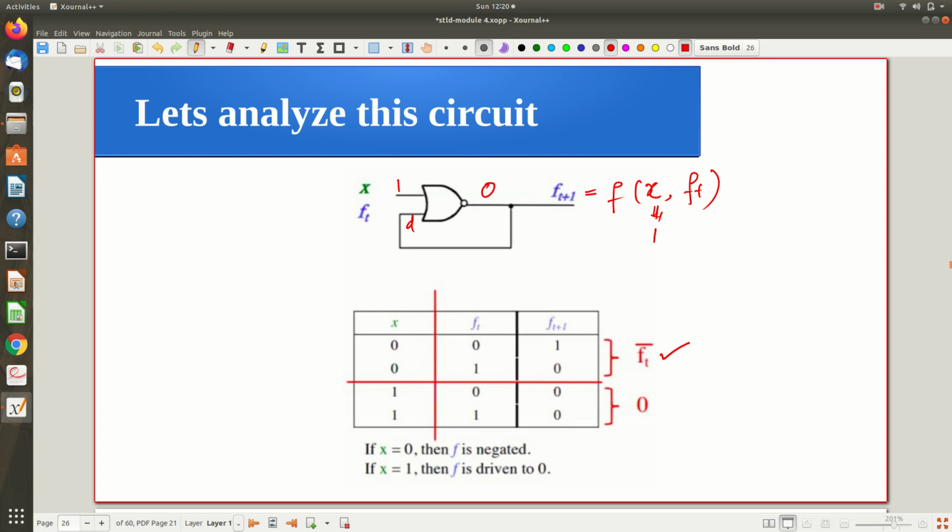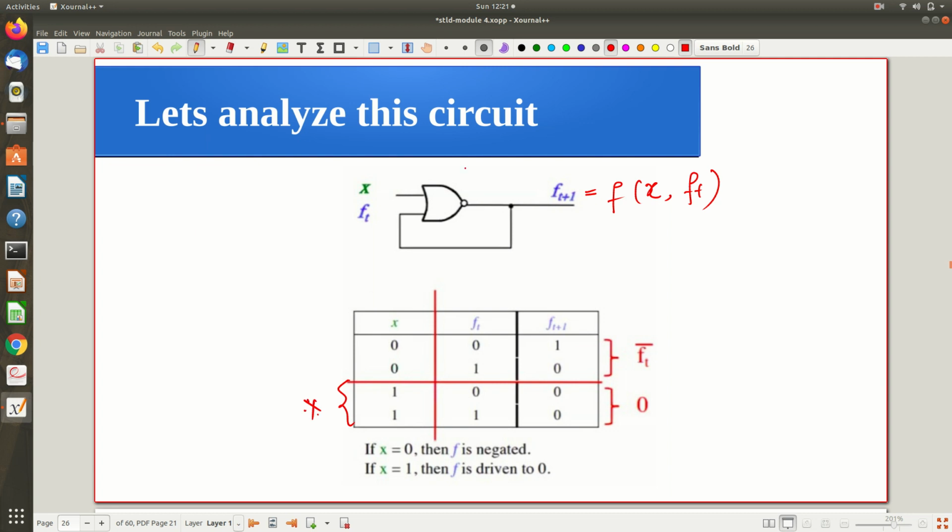That means the circuit is always giving you 0, whether this ft is 0 or 1, provided this x is 1. Is this concept clear? This is a very important understanding here, especially for this circuit. So this part is fine, but this is the more relevant part.